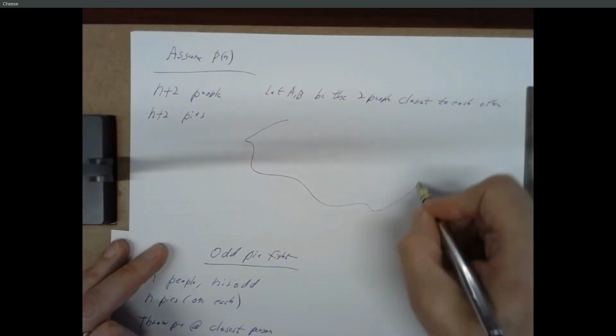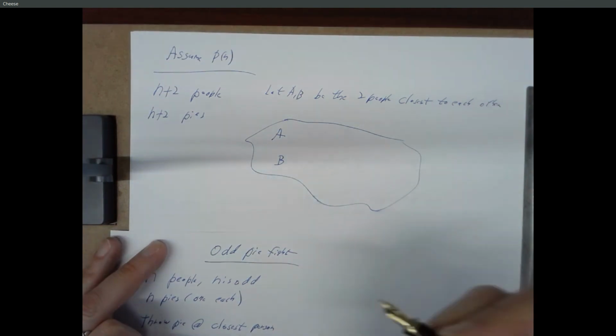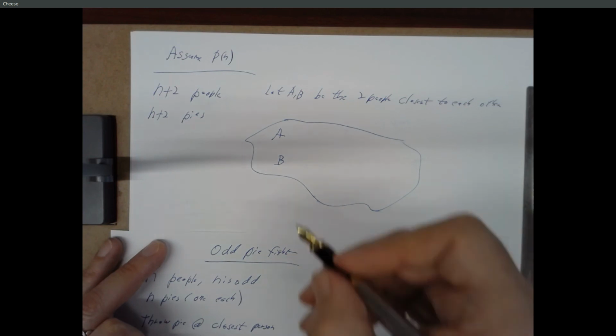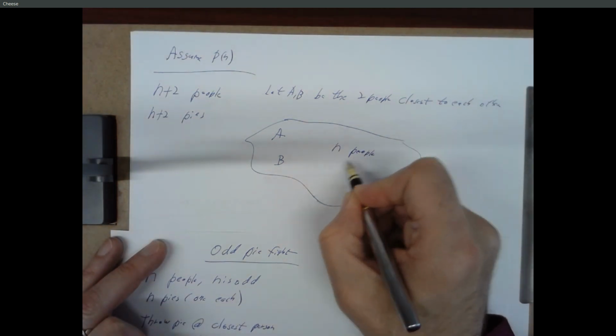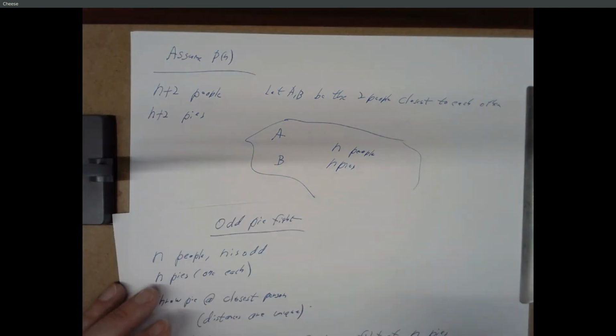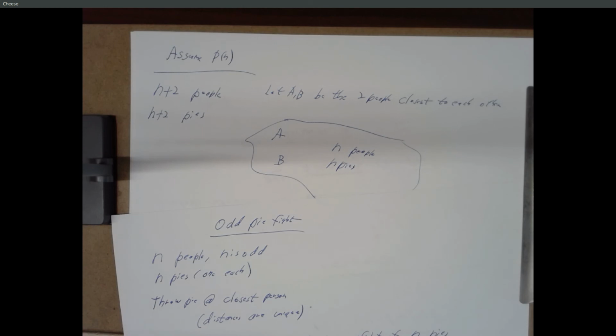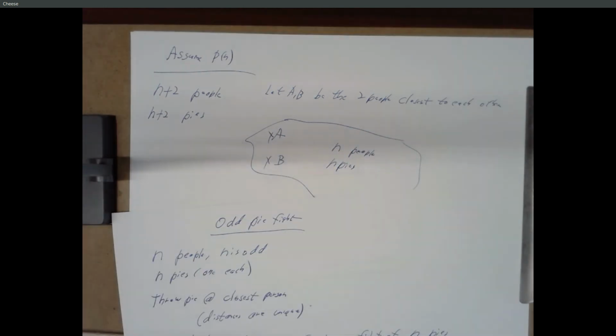So here's the whole room full of people. Here's person A, here's person B, it doesn't matter where I draw them. And then we have n people and n pies left in the population. So A and B will throw their pies first. They throw them at each other. They've both been hit in the face with pies. Now we have n people and n pies left.